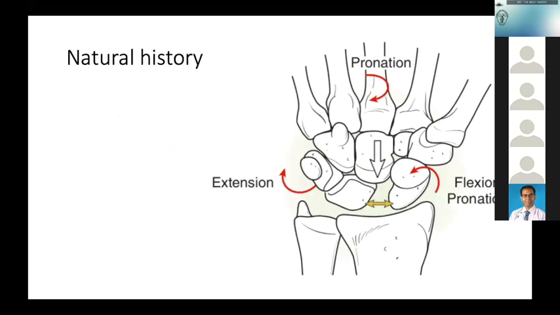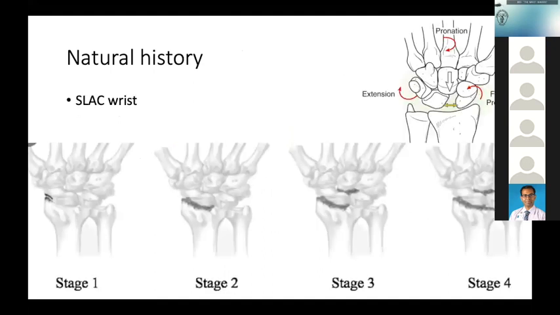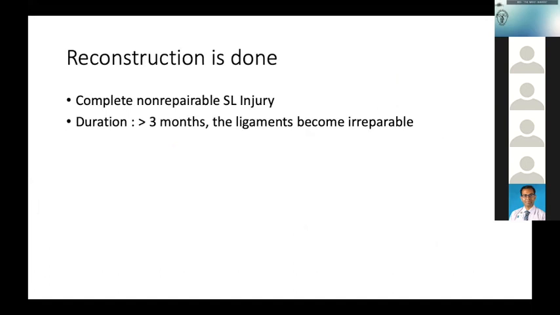So what is the natural history? Whenever it is axially loaded, the capitate tends to divide the scapholunate interval and force it apart. The scaphoid goes into flexion and pronation, whereas the lunotriquetral component goes into extension. So this is what is a stage. If not treated, what happens is the radial styloid, that's the most prominent part, is involved. Then in stage 2 you can have radioscaphoid arthrosis. Then the midcarpal joint is involved and it progresses on.